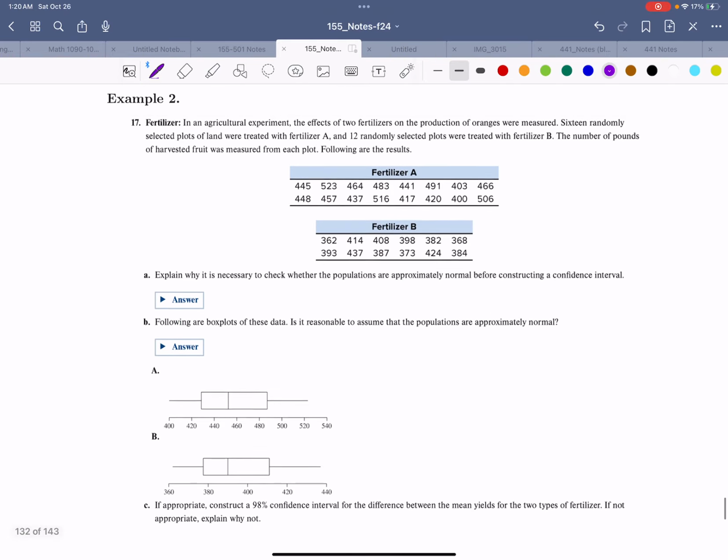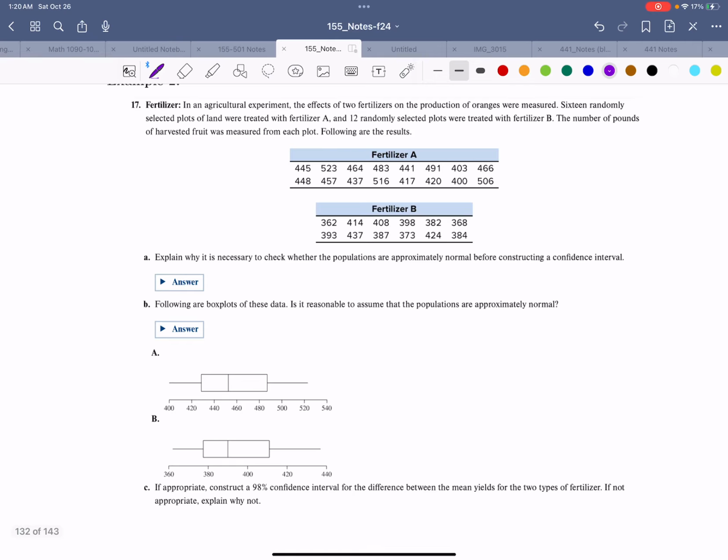Here's another example. Two different kinds of fertilizers. Fertilizer A has 16 different plots of land. Fertilizer B has 12. We're looking at the number of pounds of harvested fruit. Notice that the number of plots for fertilizer A is not the same as it is for fertilizer B, but that's okay because these are independent. Also note, did they mention that it's normal? Oh, no, they don't mention that it's normal, but we do need to check that it's normal.